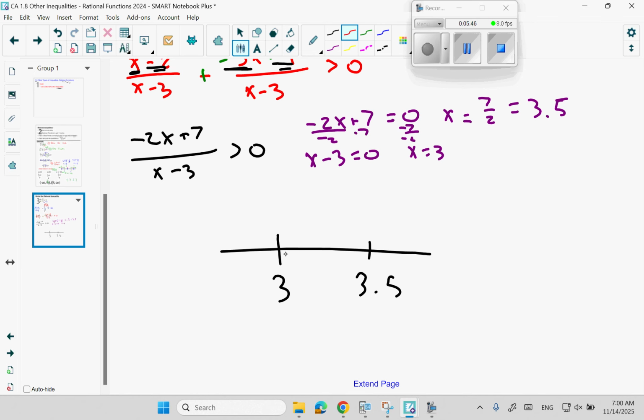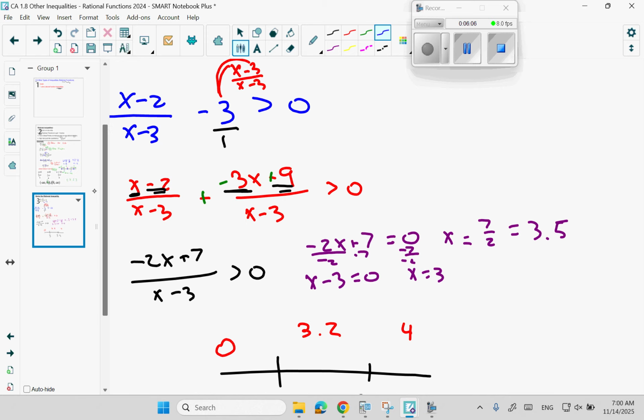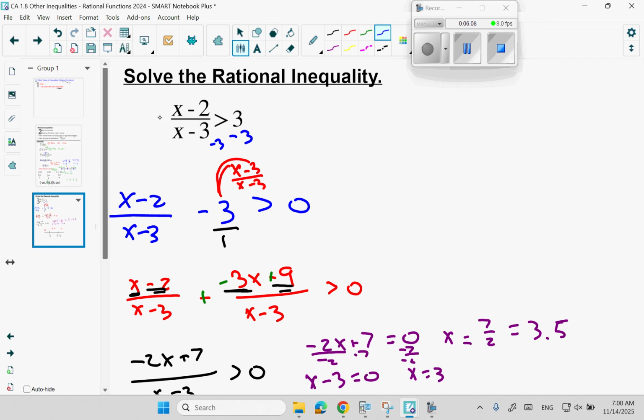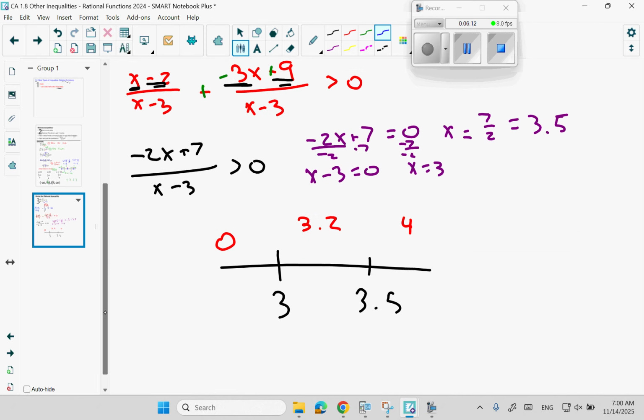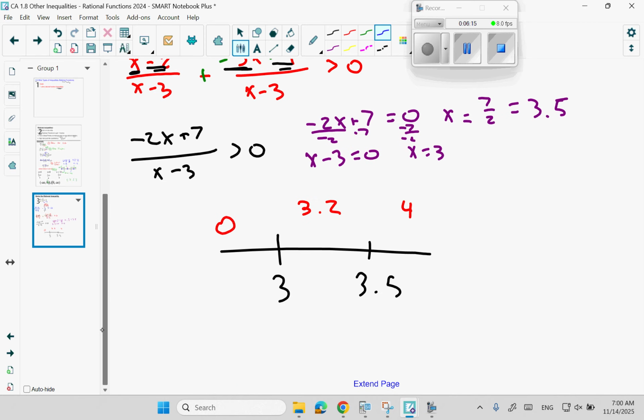So now we need to pick a value less than 3. So for the sake of argument, 0. A number greater than 3.5, so something pretty easy would be 4. And a number in between these two values is something like 3.2. Then I can just plug them into any inequality, either this one or the original. I often just plug it into the original, that way I can avoid making mistakes, but whatever works.